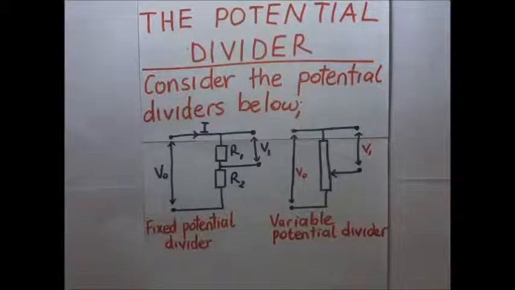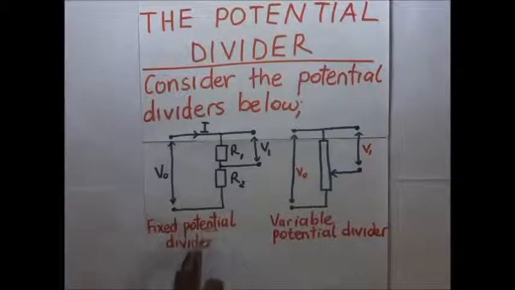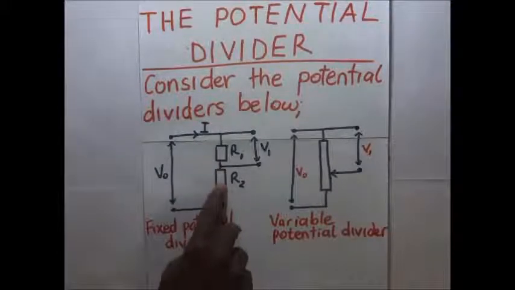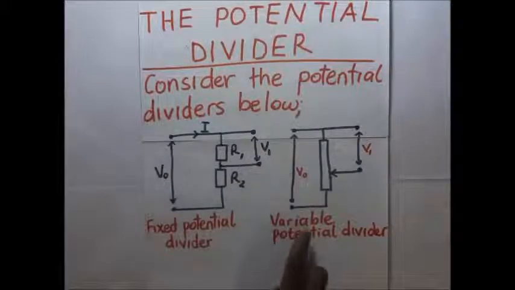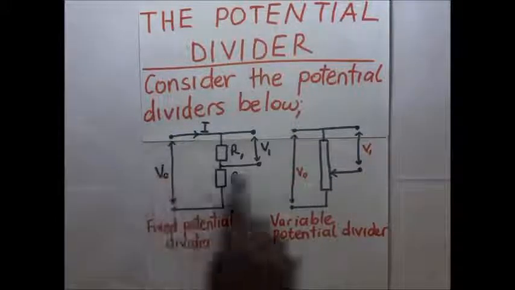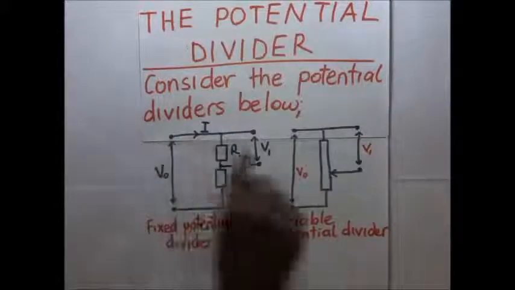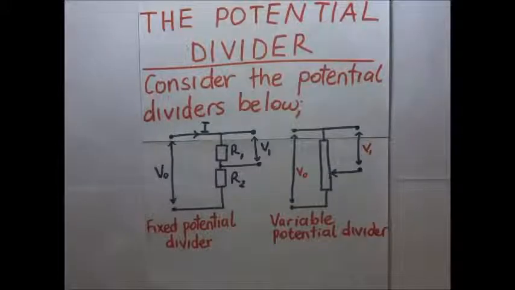A potential divider is simply a device that is used to provide a known fraction of a given potential difference. For example, in our two illustrations here, we have this kind of potential divider that we are going to call the fixed potential divider, because it has fixed resistances, and so it will give out an output voltage that is fixed. Then we have a variable potential divider. This is the input voltage here, V0, and this is the fraction of this voltage that is being delivered at the end. So a potential divider is basically used to provide a known fraction of a given potential difference.